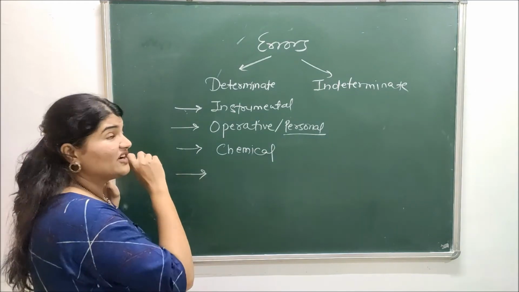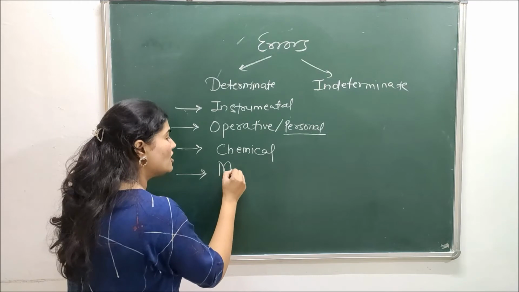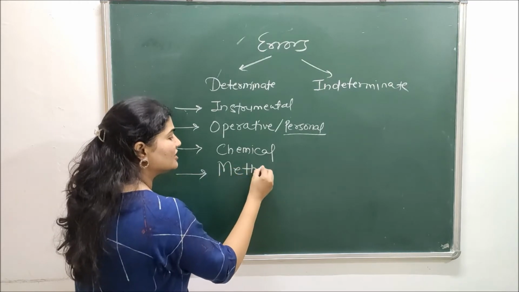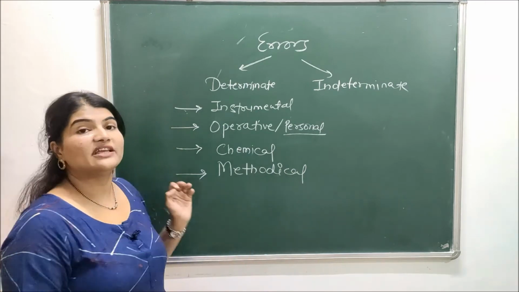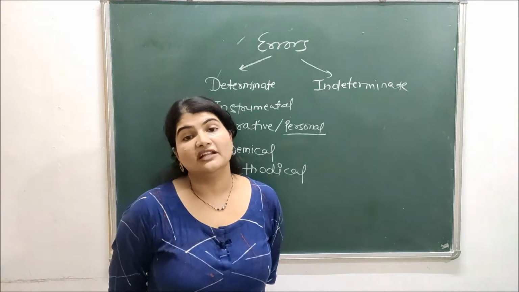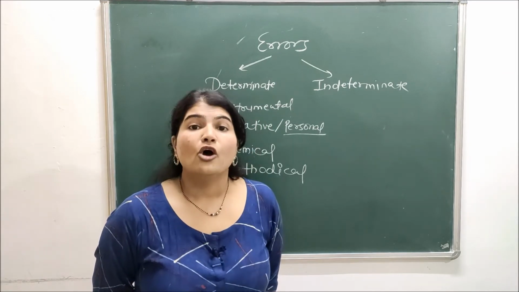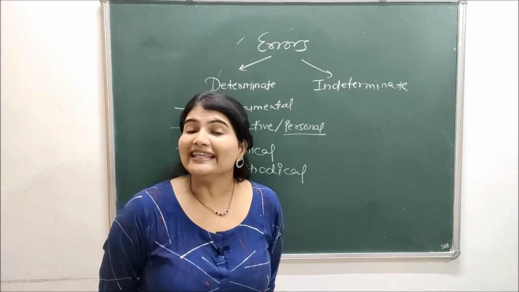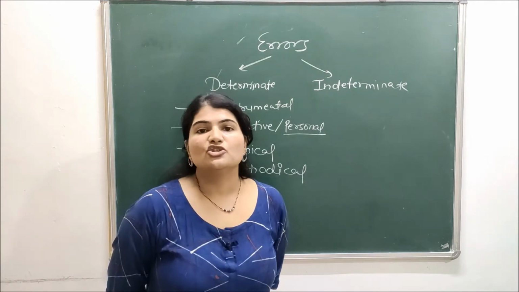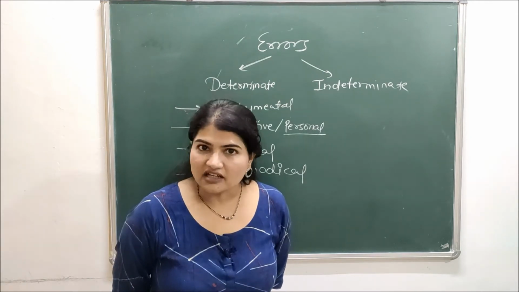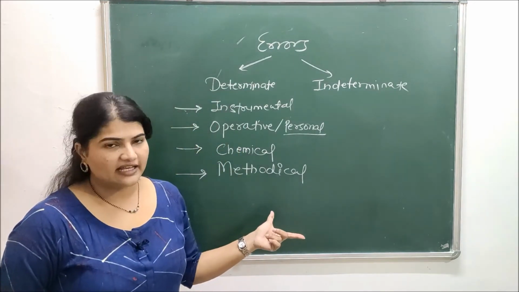The next type of determinate error can be methodical errors or errors in the methodology. Now these are the most serious types of errors in any pharmaceutical measurement, because if you are employing a wrong method or a wrong methodology or an inadequate methodology for carrying out the analysis, then it is sure to give you some error in the final results and it will be called a methodical error.